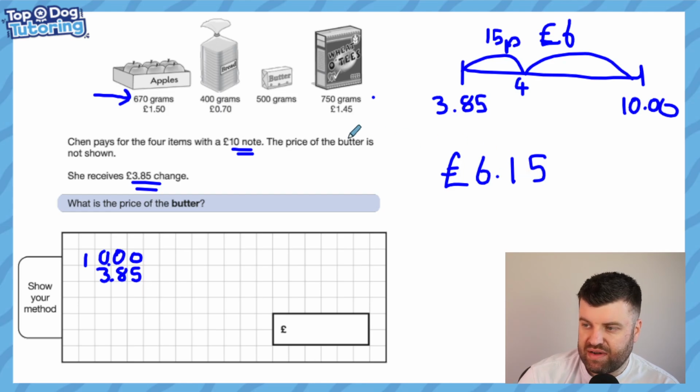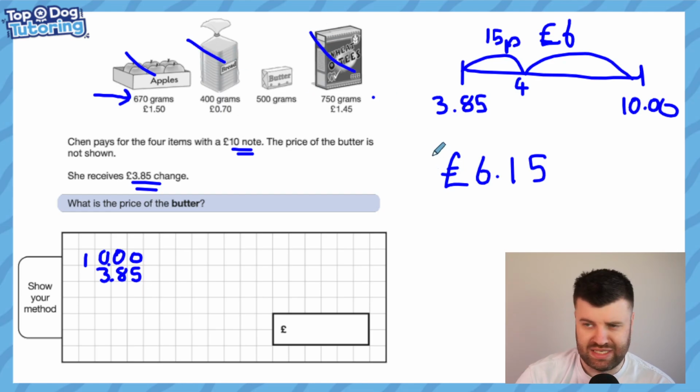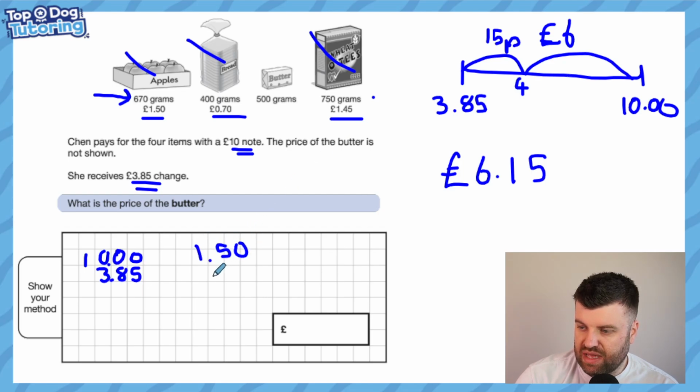Now, how do we figure out the cost of the butter? Well, simple. We take away the apples, take away the bread, and take away the wheat oats, or the cereal, if you want to call it that. So let's add them up first to find out their total. We've got £1.50 for the apples, 70 pence for the bread and £1.45 for the cereal. Let's add those up. We have 5 in the ones column. 5 plus 7 is 12, plus 4 is 16. Down here.